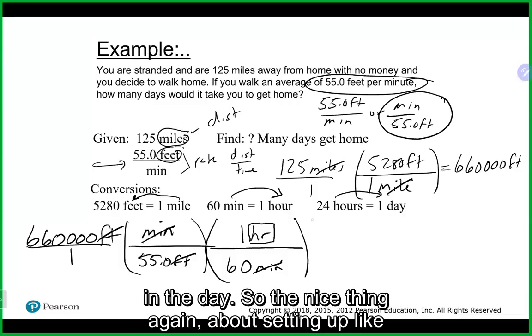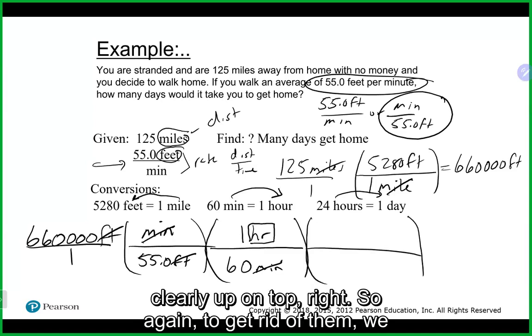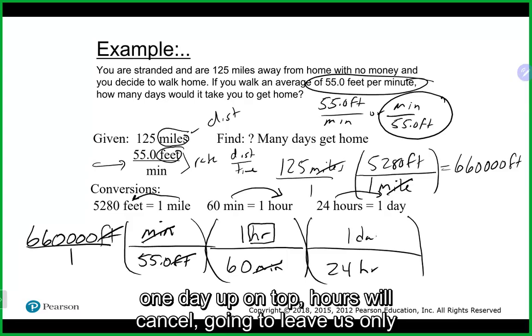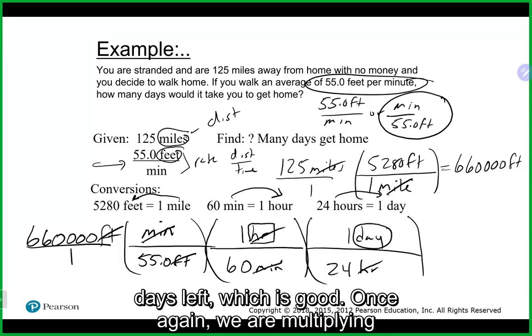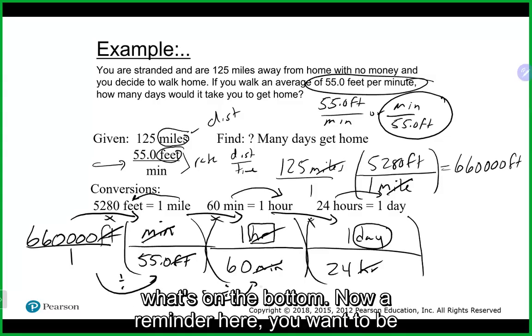So the nice thing again about setting up like this, there should be no misunderstanding. Hours are clearly up on top, right? So again, to get rid of them, we need to put the hours on the bottom, opposite location. And 1 day up on top. Hours will cancel, going to leave us only days left, which is good. Once again, we are multiplying whatever's on top, however much we got, and we're dividing by what's on the bottom.